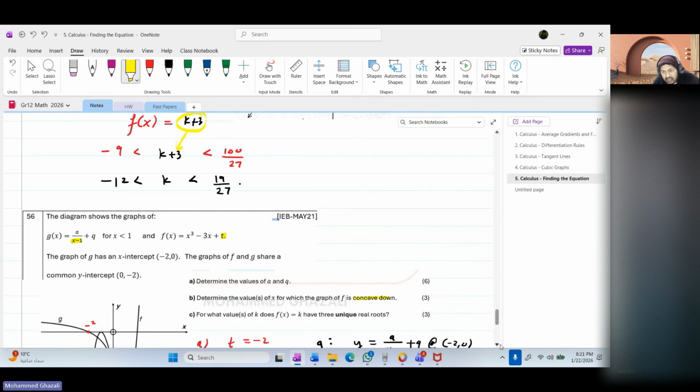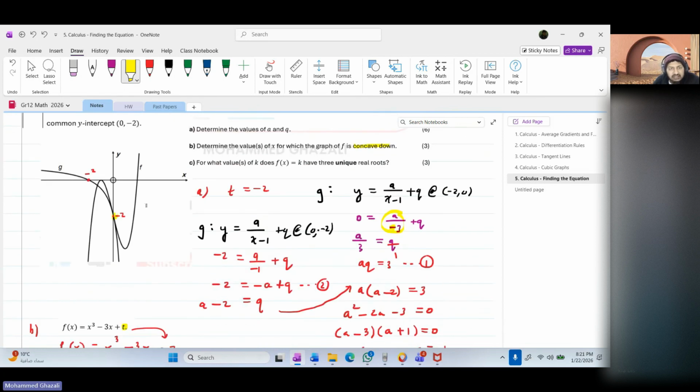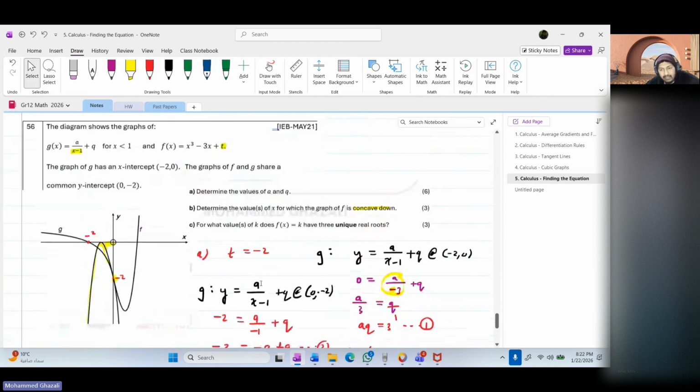Now let's check if that is actually true. Yes, it is true because look at this. This is the point of inflection and it's concave down when the value of x is less than 0. It is concave down here. It's concave up after 0. Less than 0, it is concave down. So that is true. There, problem solved.